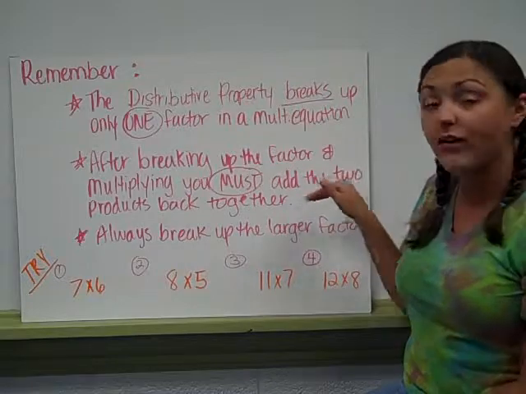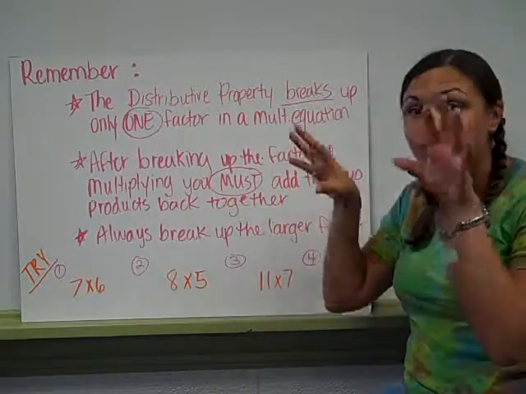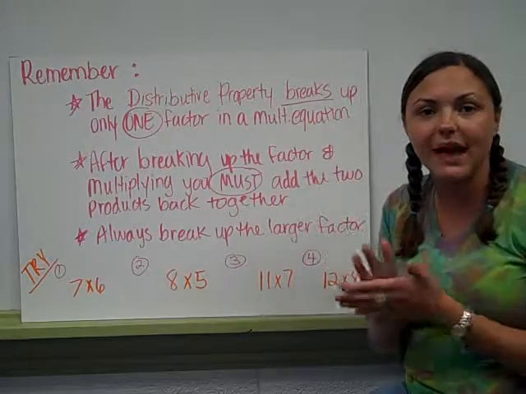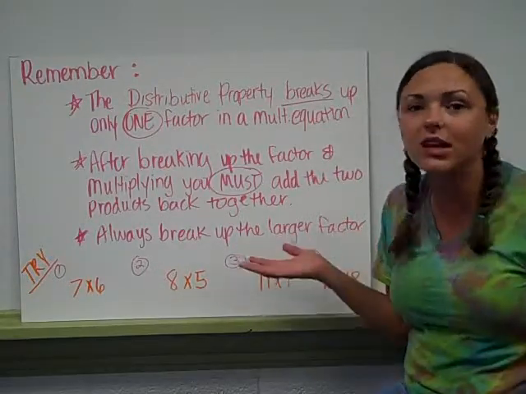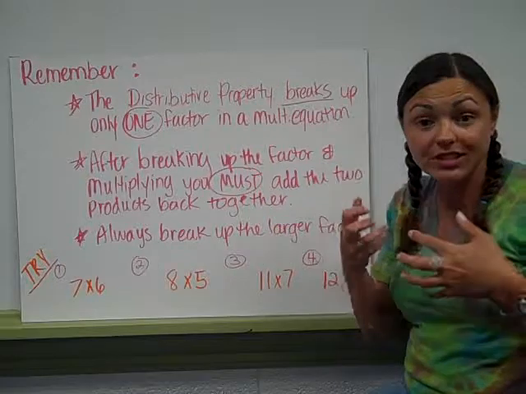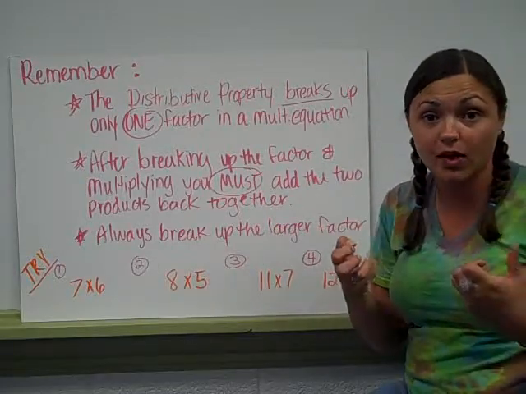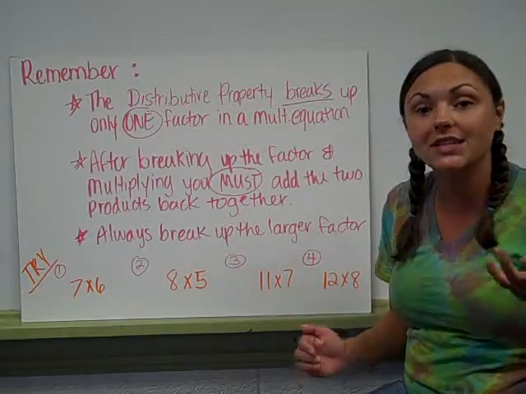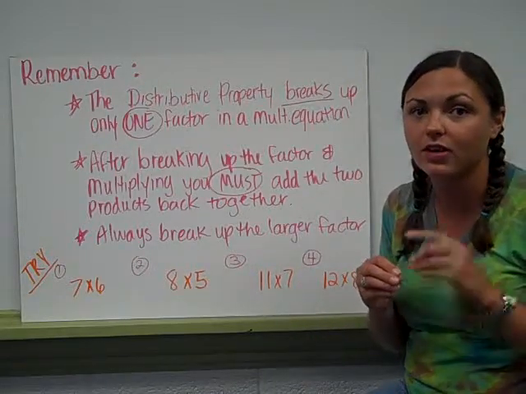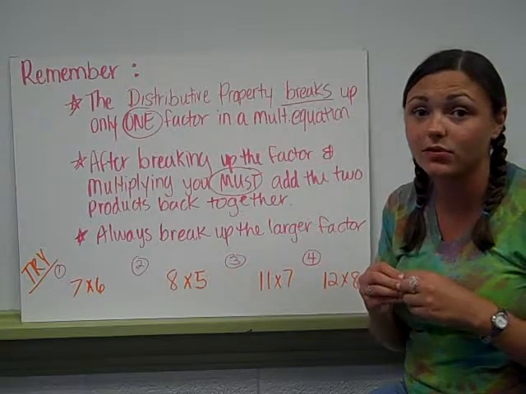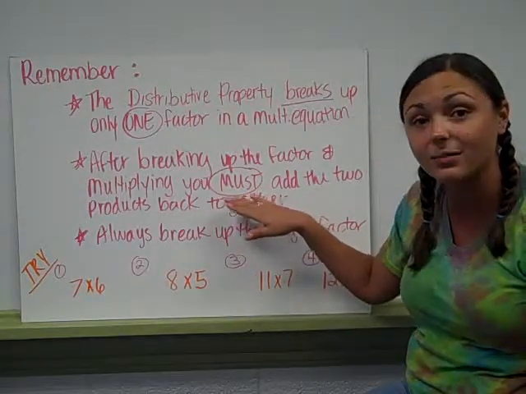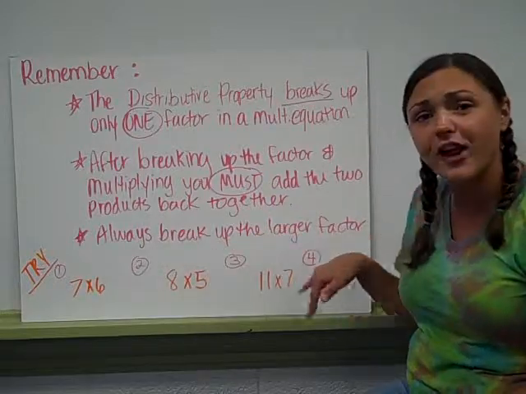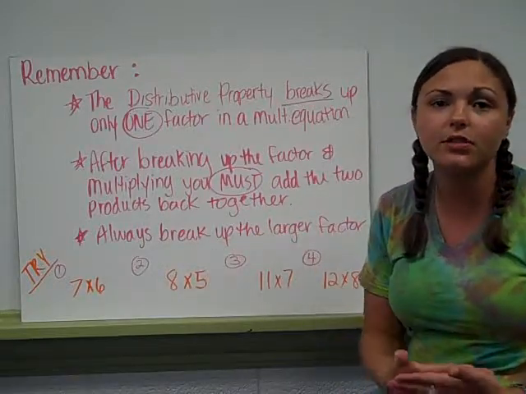After you break up the factors and you multiply each one and now you have two pretty little numbers, you must add the two products back together to get the final product, or you didn't answer the problem correctly. You did the distributive property method almost correctly, but that one little step at the bottom, I found that most students forget to add those two partial products back together, and that's what catches them and messes them up most of the time. So always remember, you must add them back together. And remember, always break up the larger factor. It's easier if you break up the larger factor.